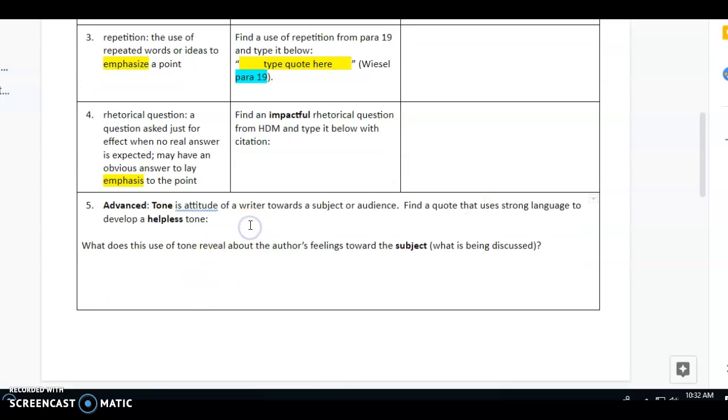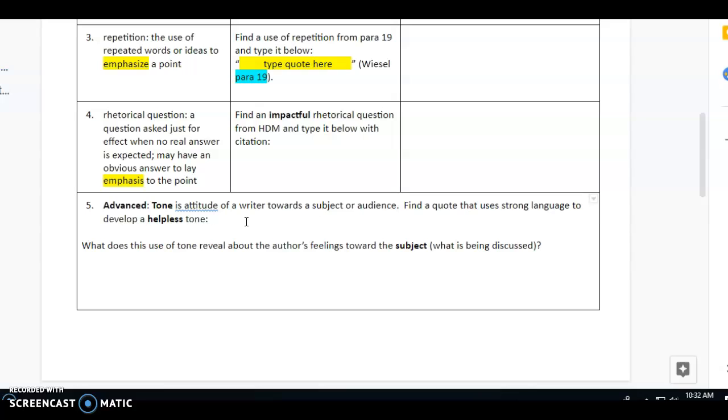And then finally, tone. This is the advanced skill. So if you get to it and you want to challenge yourself, the tone is the attitude of a writer towards a subject or audience. In this case, our subject is the Holocaust. The audience is, you could say, the target audience is Jewish people, but really the audience is humankind. So you're going to find a quote that uses strong language to develop a helpless tone. So it would be a quote where I'm seeing synonyms for helpless, or that's making you as a reader feel helpless. Because really when I think of tone, I think it's the author's way of making you feel how you feel. Mood is how you actually feel.